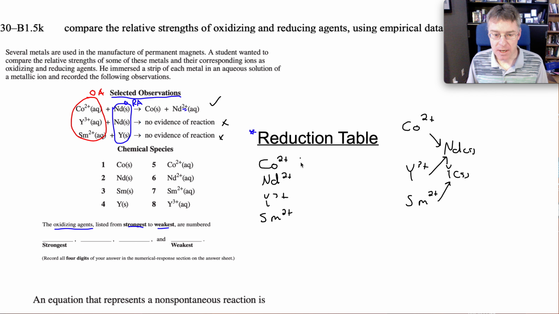Now, a proper reduction table would go plus some amount of electrons, and there's just no point filling this in because we don't need it in order to just do our ordering. So we've got our elemental cobalt. I'm not going to bother putting in the solid, but all of these are neutral.